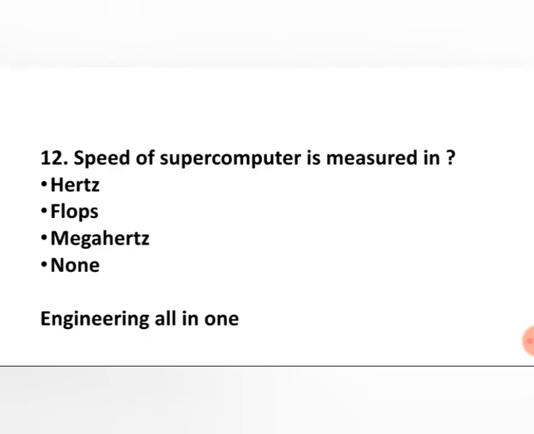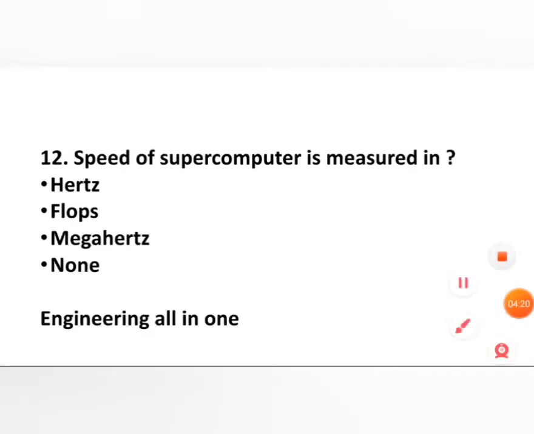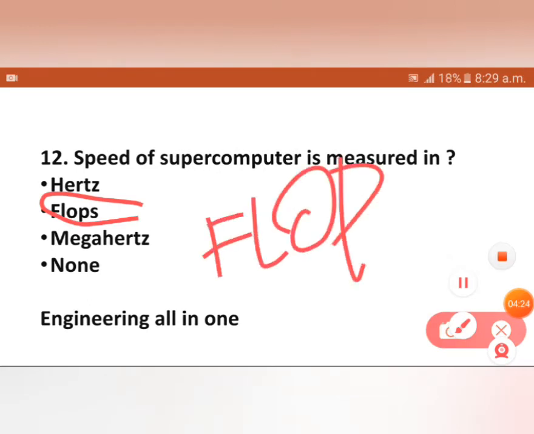The question number 12 is, speed of the supercomputer is measured in hertz, flops, megahertz and none. The correct option is option number 2, FLOPS.